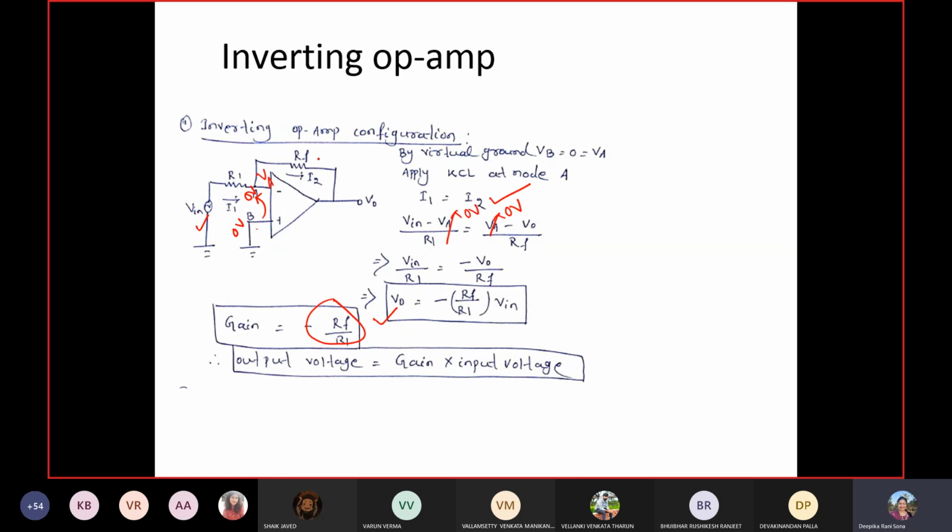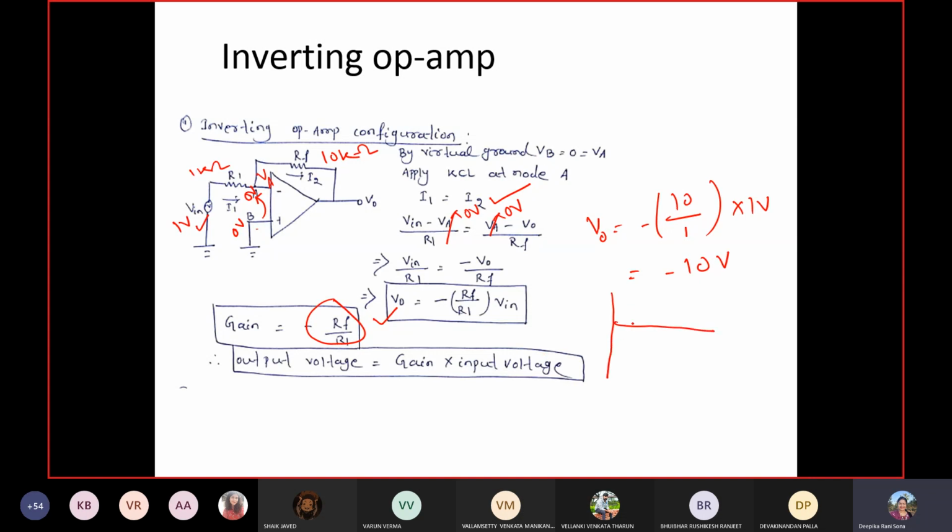Suppose if I place a 10 kilo ohm resistor for RF and a 1 kilo ohm resistor for R1, what should be the V0? If Vin is 1 volt, how much is V0? Minus 10. Minus of 10 by 1 into 1 volt, right? So V0 is minus of 10 volt. This minus will be like this.